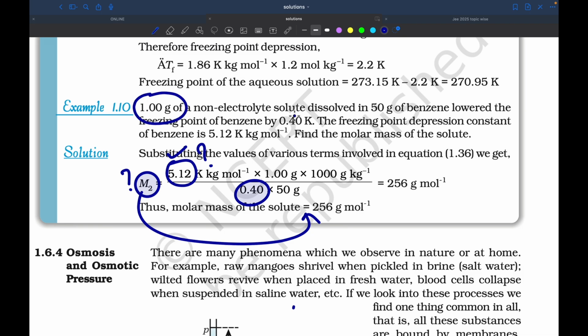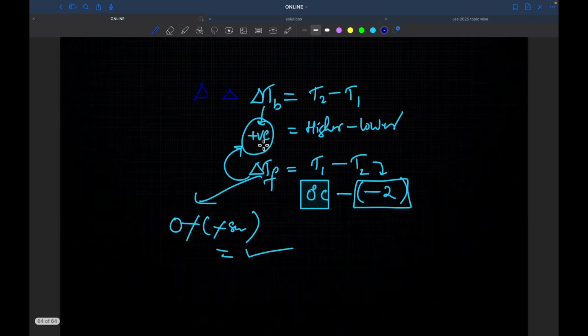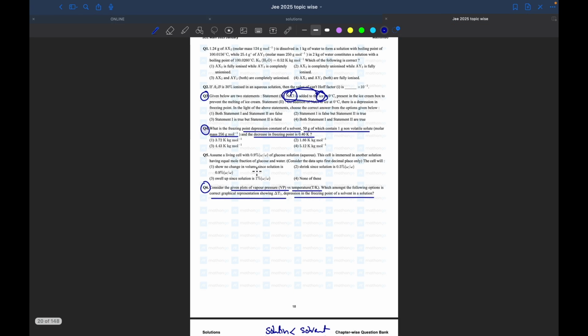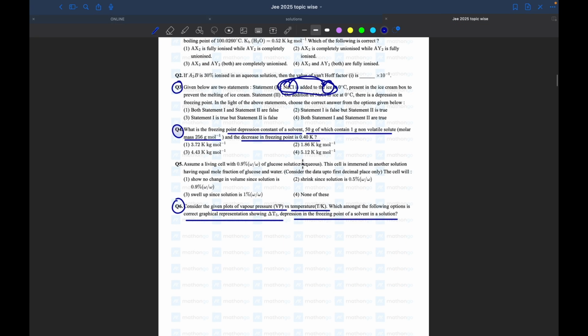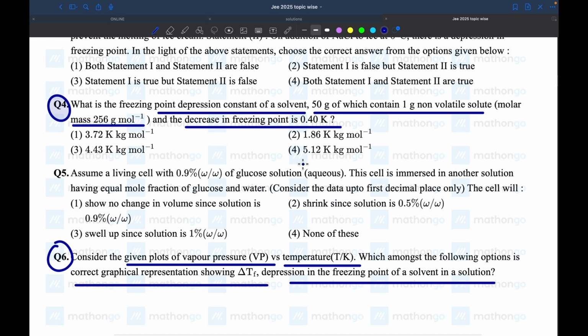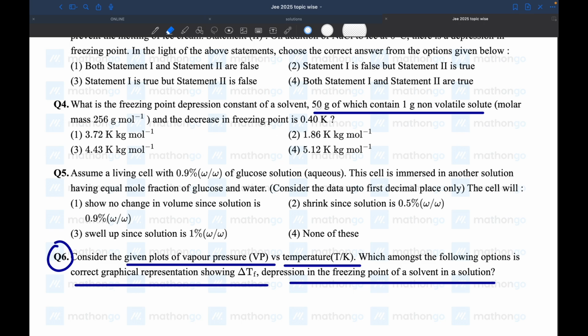Same values: 1 gram, 50 grams of benzene, 0.4, and this number is asked and this is given, and M2 is also given. You can check this. Right, you can check here. Same to same, the question is the same, but instead of copying it exactly, he gave it slightly changed for our calculation, that's all.